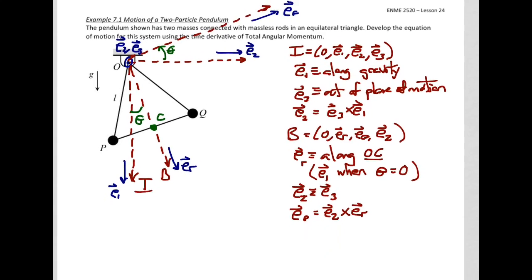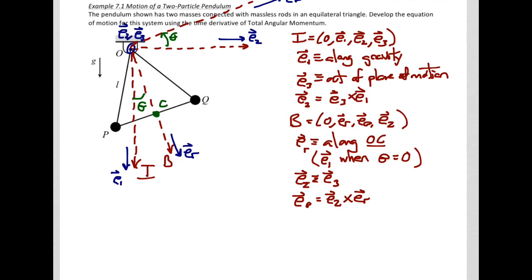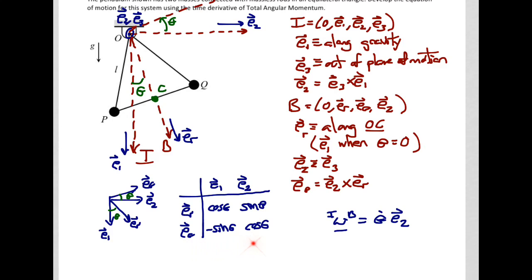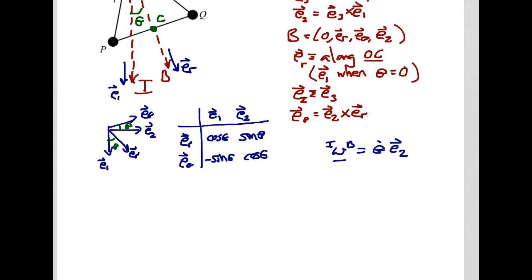The relationship between these two reference frames is given by this transformation table, which looks as we've seen before many times, and then we have the angular velocity of reference frame B as observed by reference frame I as theta dot in the EZ direction. So let's start making our calculations.